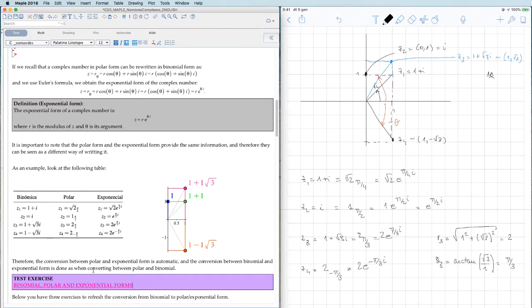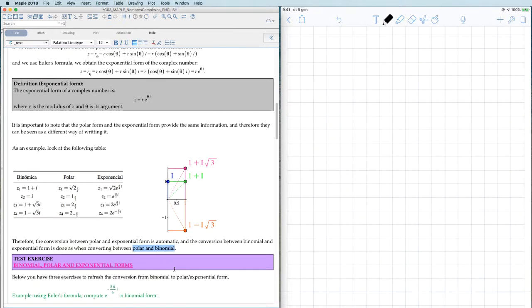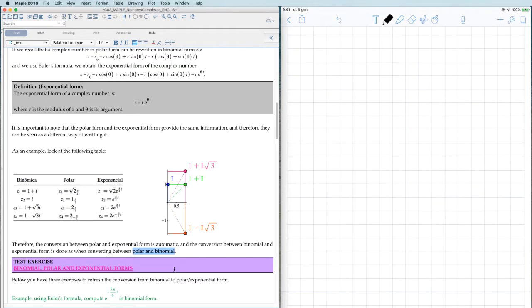So you can go now and do this exercise from the test. Now, even though we did the other day how to convert from polar to binomial, let's just do 2 or 3 exercises to refresh it. So let's do the first exercise. So we have this number here, and we have to convert it to binomial.